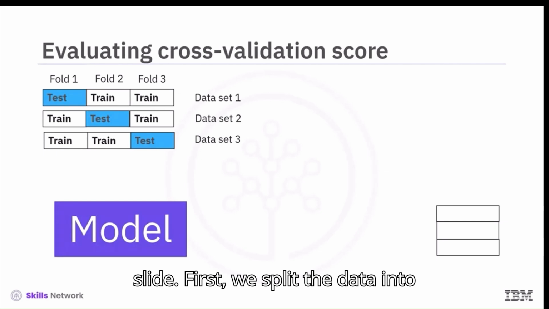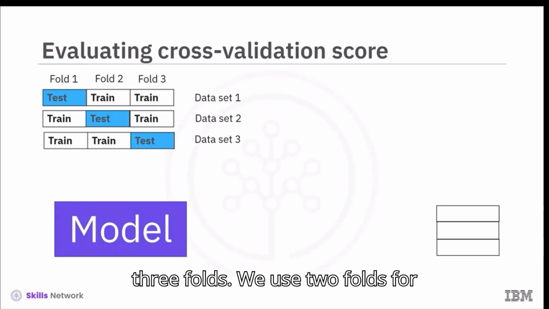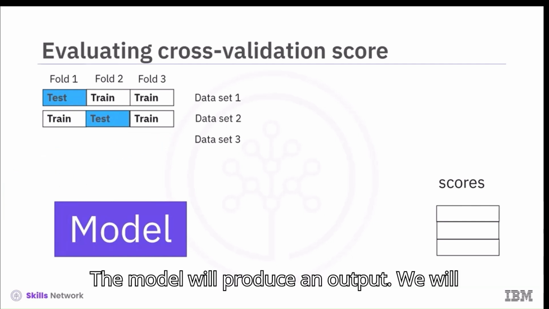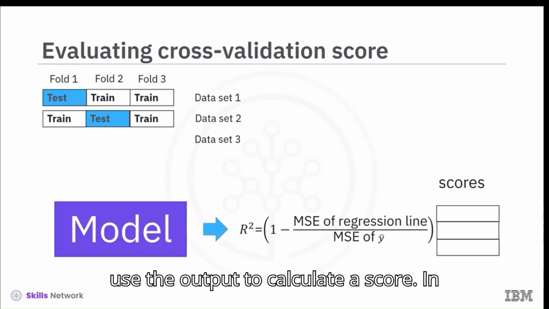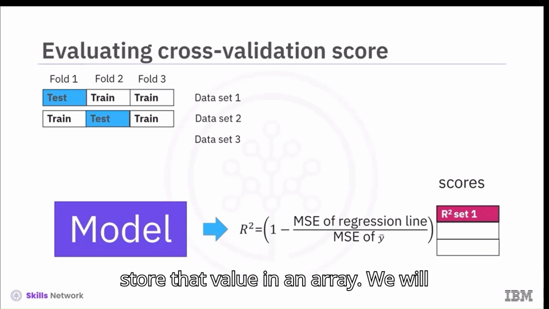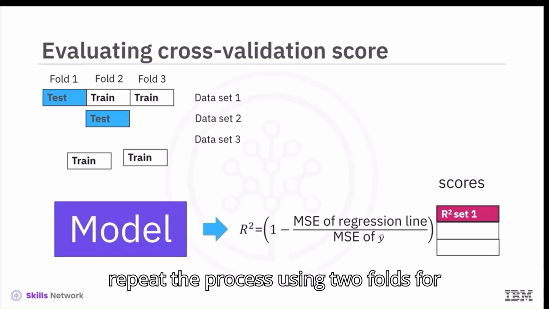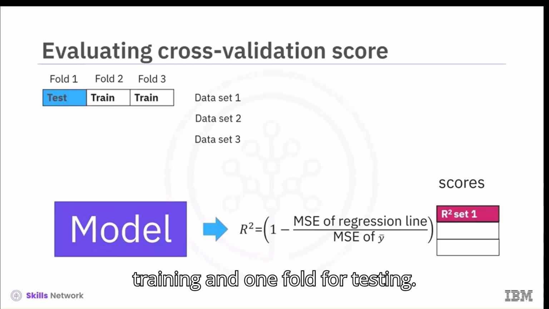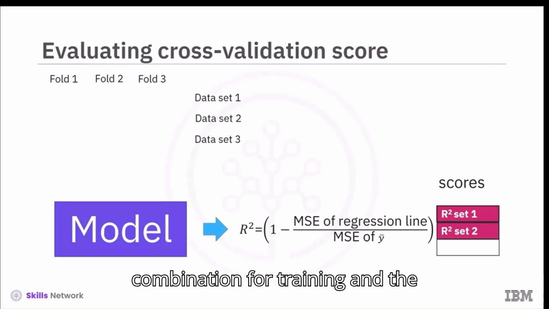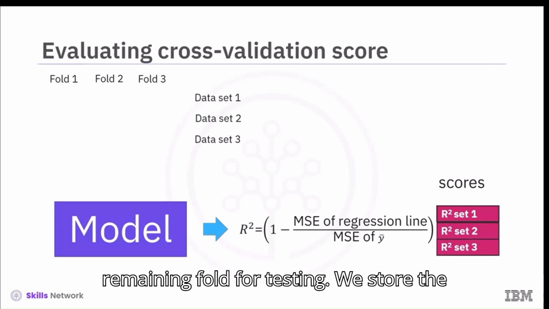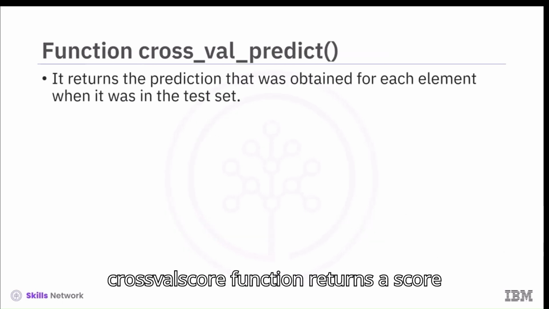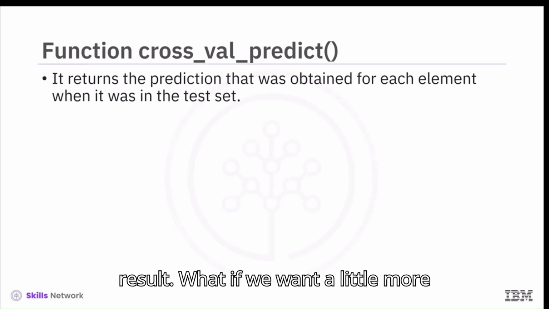First, we split the data into 3 folds. We use 2 folds for training, the remaining fold for testing. The model will produce an output. We will use the output to calculate a score. In the case of the R-squared, i.e. coefficient of determination, we will store that value in an array. We will repeat the process using 2 folds for training and 1 fold for testing. Save the score, then use a different combination for training and the remaining fold for testing. We store the final result. The cross_val_score function returns a score value to tell us the cross-validation result.